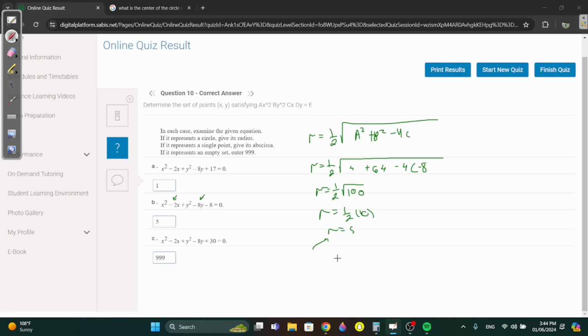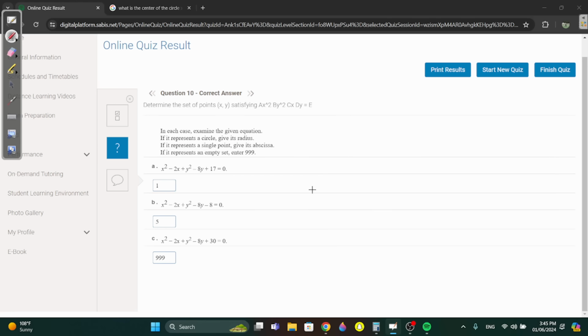So do I have a radius? Yes. They said if it represents a circle, give its radius. The other one represented a circle, but it only had one point, so that's why we said it's a single point. Here we actually have a radius. From my center, I'm actually moving 5, 5, 5, and so on. So I have a circle, and I got r equals 5. They want the radius, we said r equals 5, so 5.